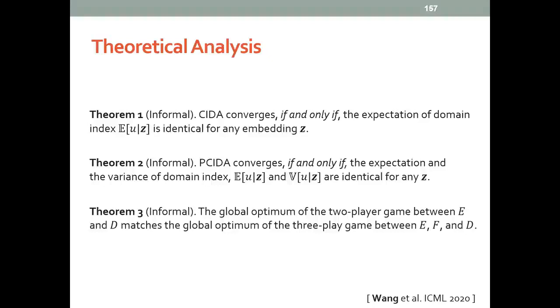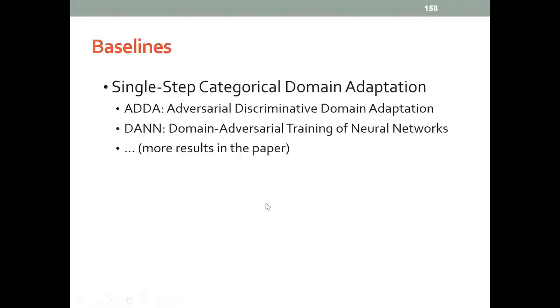And last but not least, we also show that the global optimum of the 2-player game between the encoder and discriminator actually matches the global optimum of the 3-player game between the encoder, predictor, and the discriminator. Basically, the third theorem says that if we train the encoder, discriminator, and predictor jointly, we can simultaneously achieve perfect alignment and also accurate prediction for the labels.